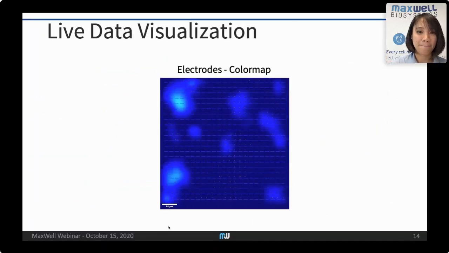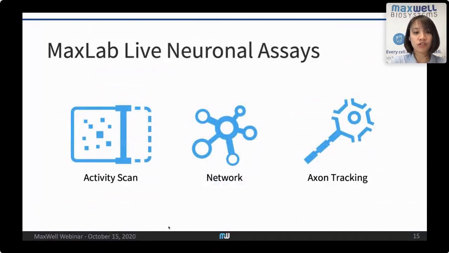So what can we do with our software and with our device? We have these neuronal assays. Of course, we can also use the technology for other cell types like cardiomyocytes, muscles, and other electrogenic cells. But for this webinar, we're focusing on neuronal assays. We can do activity scan, network, and axon tracking, and we'll go through the three of them in the next slides.